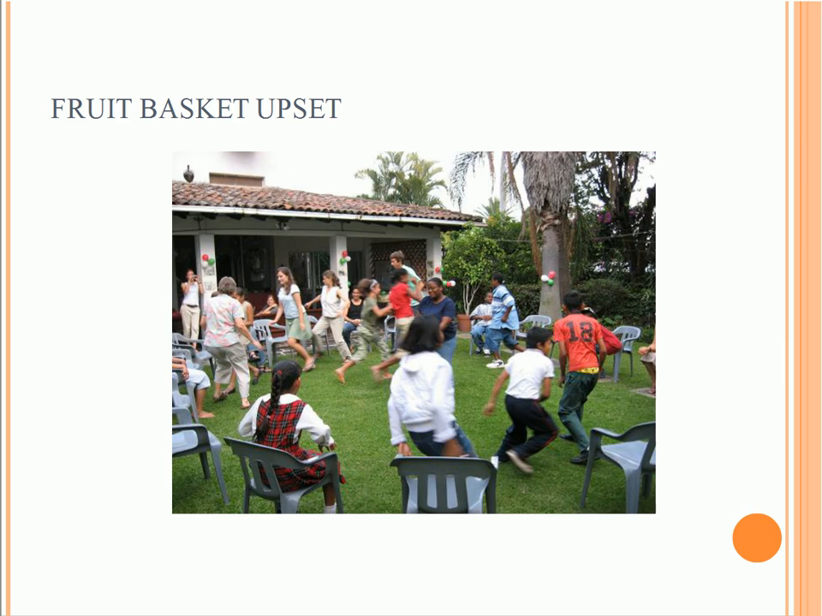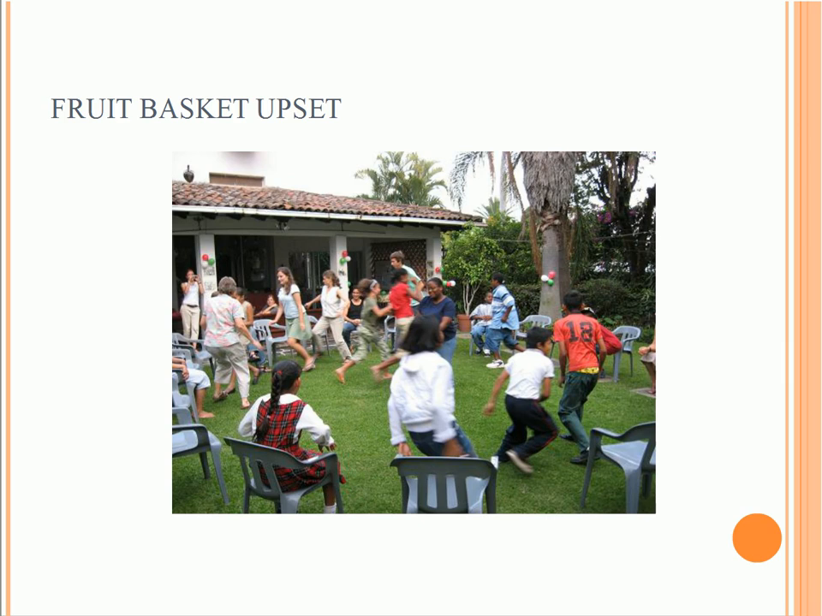And the person in the middle says one of those fruits. For example, apple or apples. And then everybody who is an apple in the group has to stand up and run to a different chair. Okay? And the last person who doesn't find a chair is the one in the middle, and then that person has to call out a different fruit. And so that's how you do it.